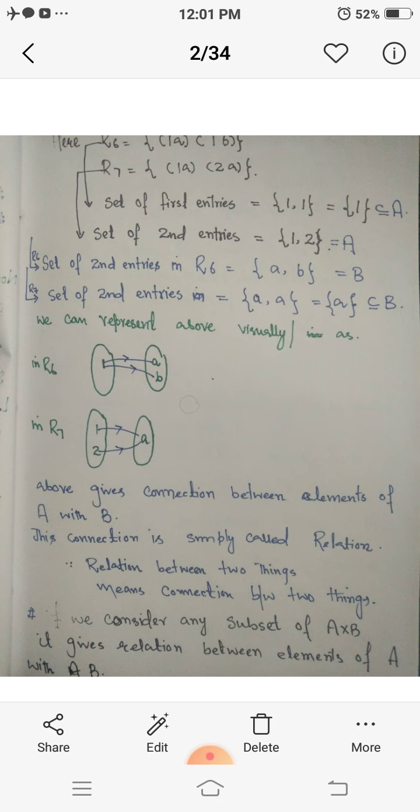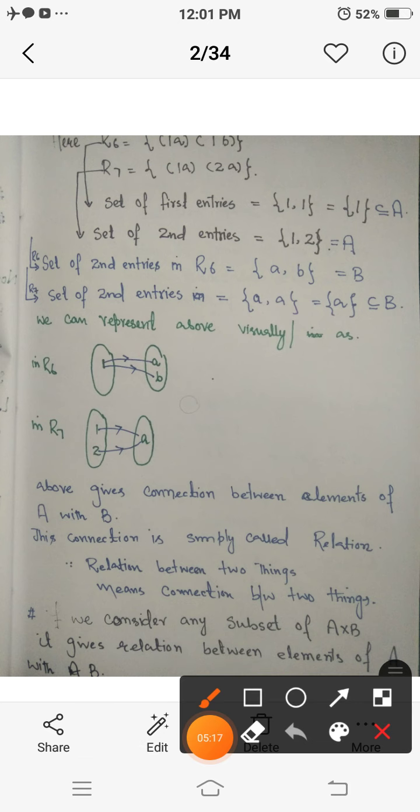So simply we can say that any subset of A cross B gives us the connection between the elements of A with the elements of B, or simply it gives us the connection between set A and set B. So this very connection is simply called the relation from A to B.